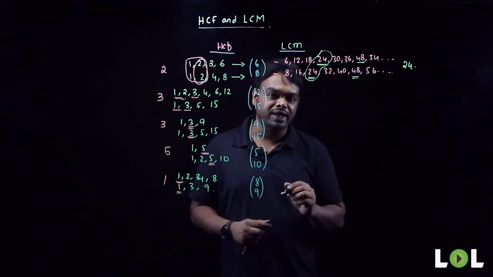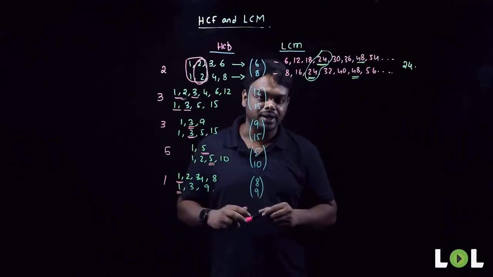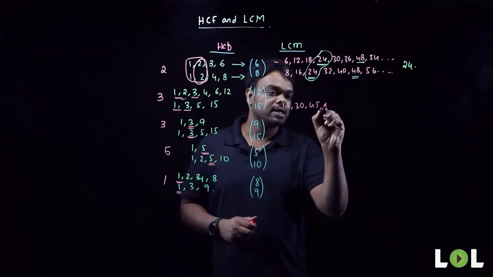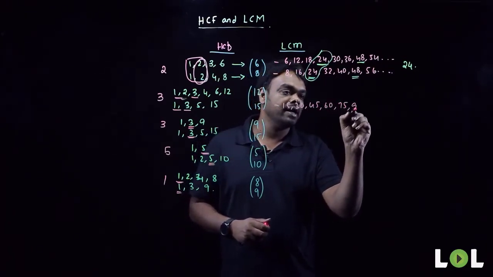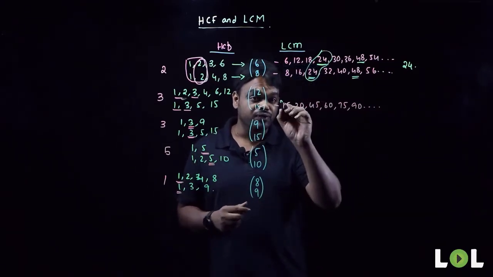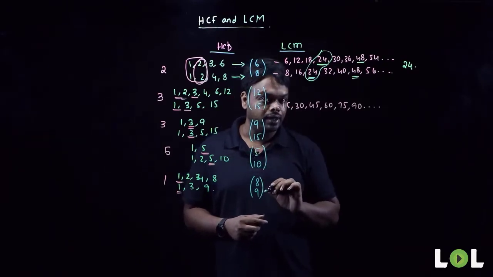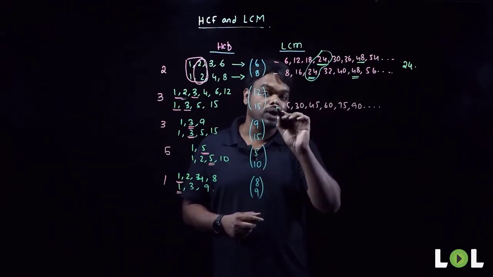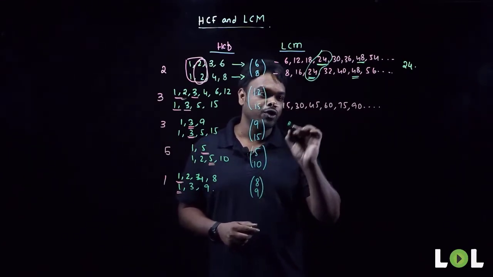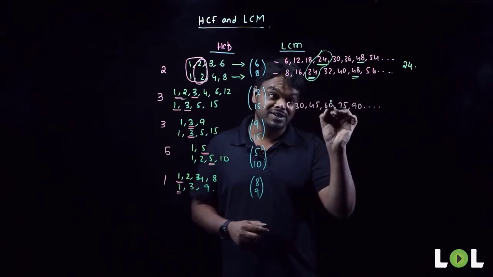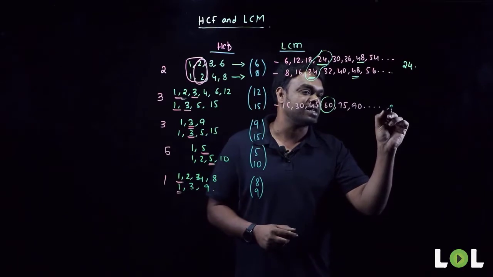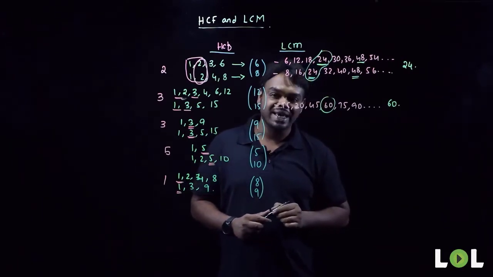Let us go for 12 and 15. Let me write multiples for only the bigger number, that is 15. So 15, 30, 45, 60, 75, 90, so on, right? Now check out. All these numbers are divisible by 15. Now we need a number which is also divisible by 12 among these numbers. Is 15 divisible by 12? No. 30 divisible by 12? No. 45 divisible by 12? No. 60 divisible by 12? Yes. So 60 is the smallest number divisible by 12 and 15. So 60 itself is our LCM of 12 and 15.